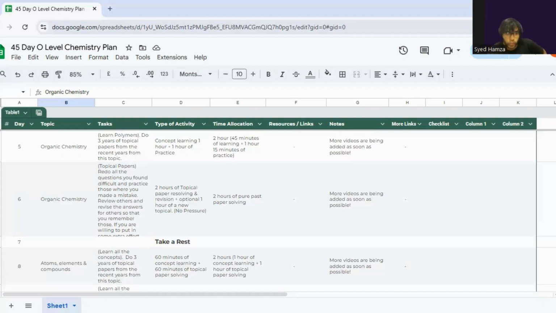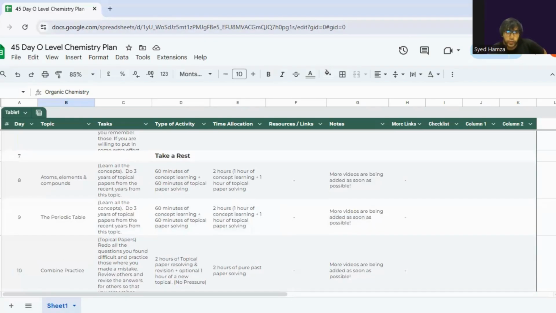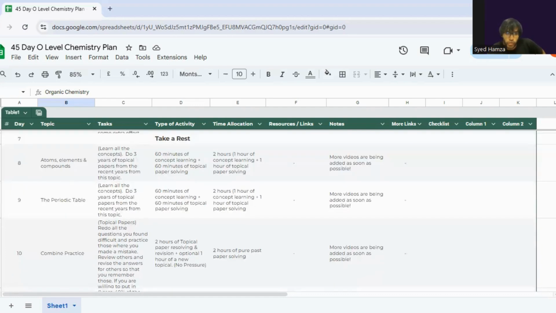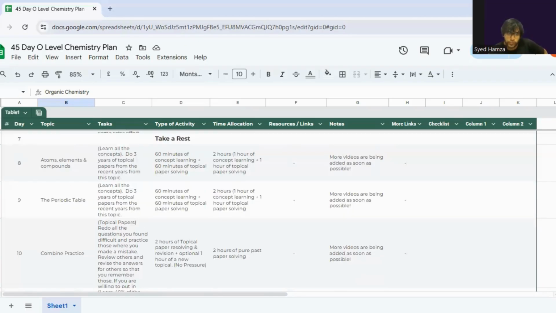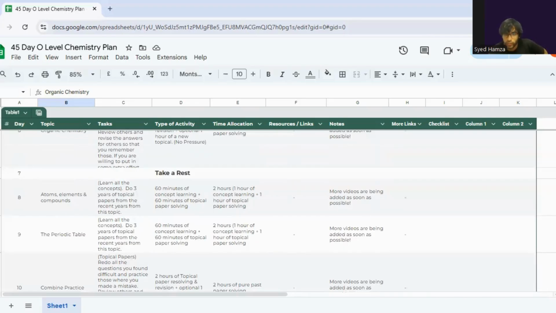So then you can jump onto atoms, elements, and compounds. That is going to take you just a single day. This is a very easy topic. Past papers are very easy. This is a very mark gaining topic as well. Then you can move on to the periodic table. And then at the 10th day, I also have put in a break as well. So you can see, seventh day you can have a rest.